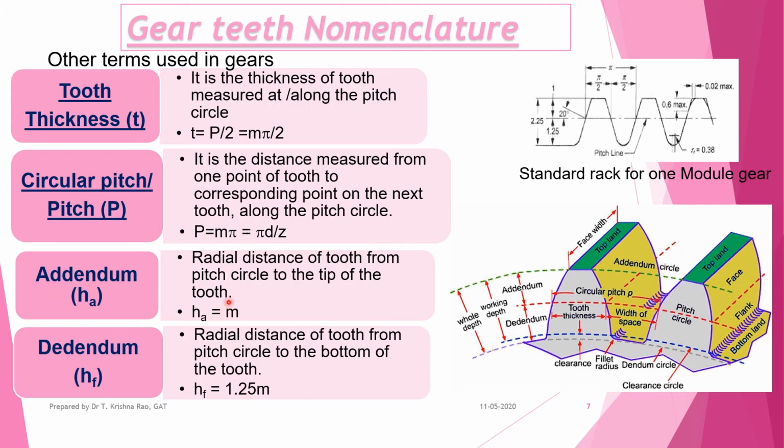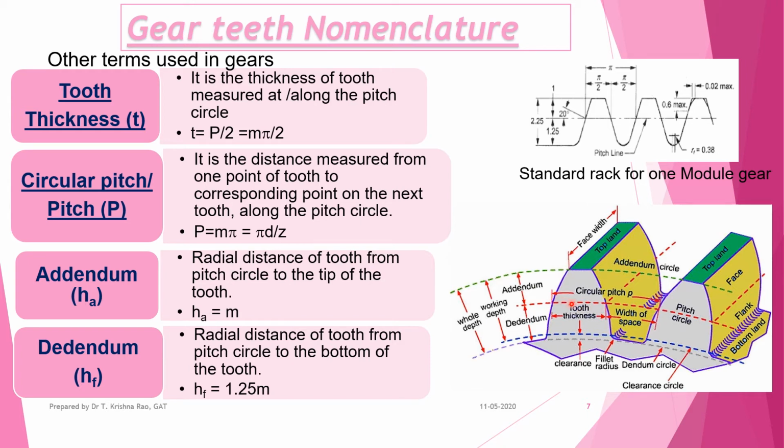The other parameters for the gears are tooth thickness. The thickness on the pitch circle from the beginning of the tooth to the end of the tooth, the horizontal distance, is called the tooth thickness. Here you can see that there is a pitch circle. This red line is the pitch circle here. The distance measured from one side of the tooth to the other, this thickness measured on the pitch circle, is called tooth thickness.